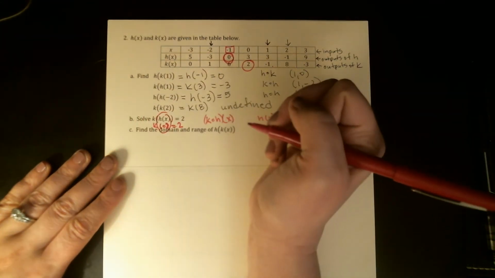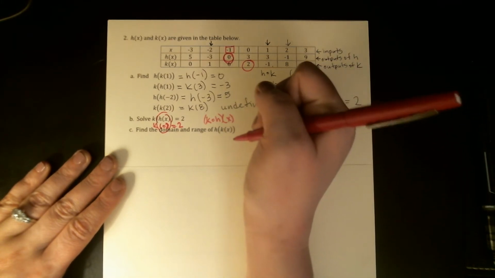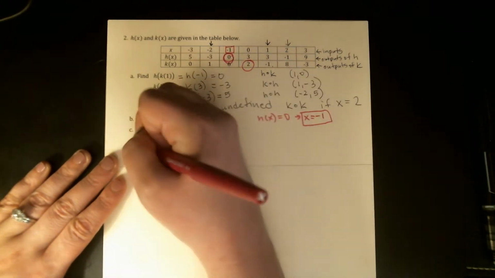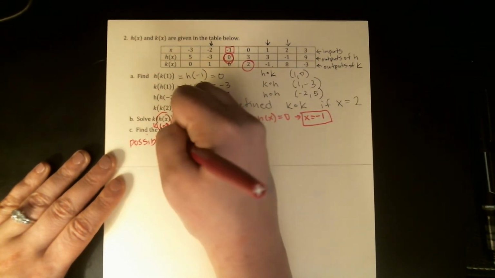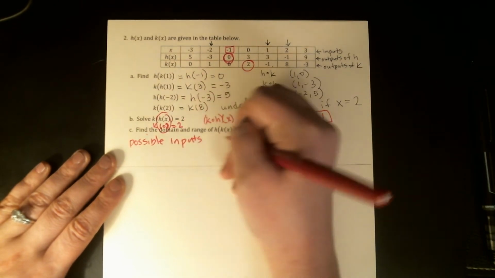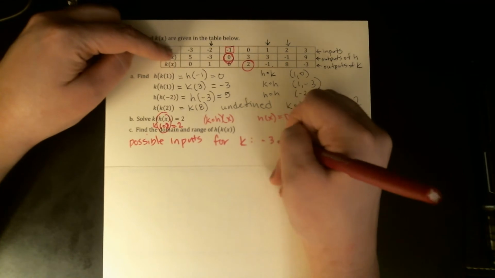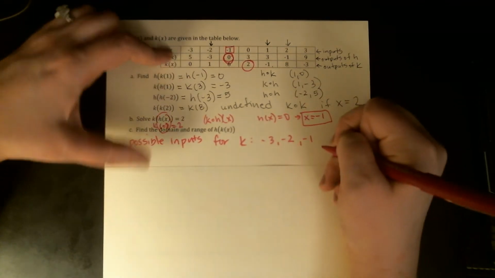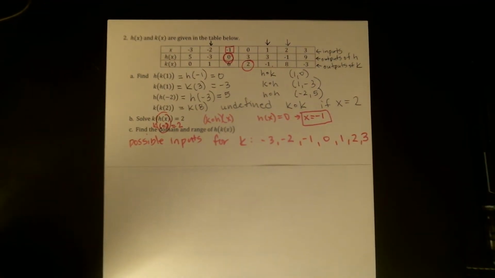How do I want to say this? I would say that an x value is only a candidate if it's a valid input for k. So the possible inputs for k are -3, -2, -1, 0, 1, 2, 3. So it's definitely not even an option to try to plug something in if it's not one of those numbers, because you'll fail on the first step when you try and plug it into k.